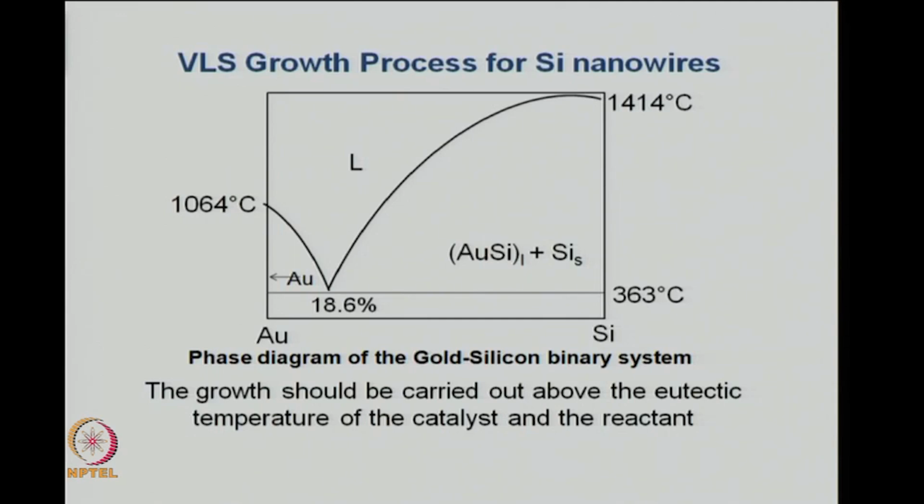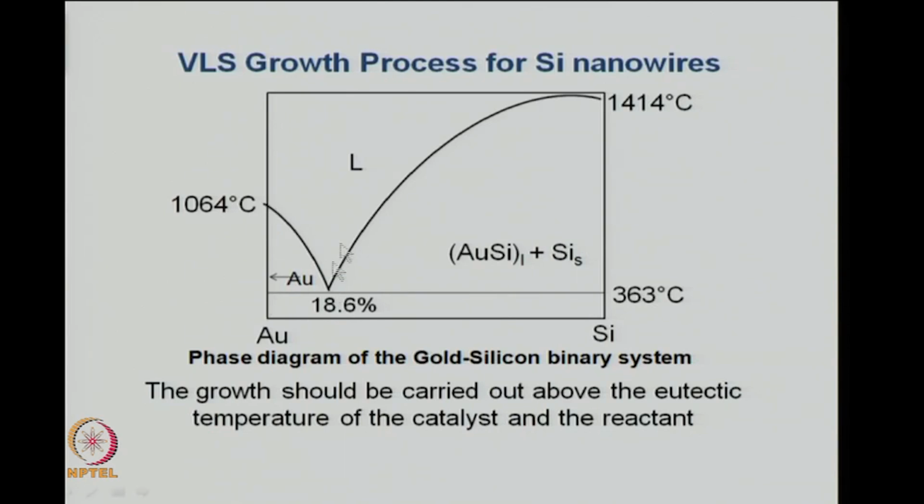That means, when you take a mixture of gold 18.6% and the remaining 83.4% is silicon, then you have a composition which has the minimum melting point of 363 degree centigrade. So, that is called the eutectic temperature, which is 363 degree centigrade, and 18.6% of gold is the eutectic composition. So, what does that tell you?